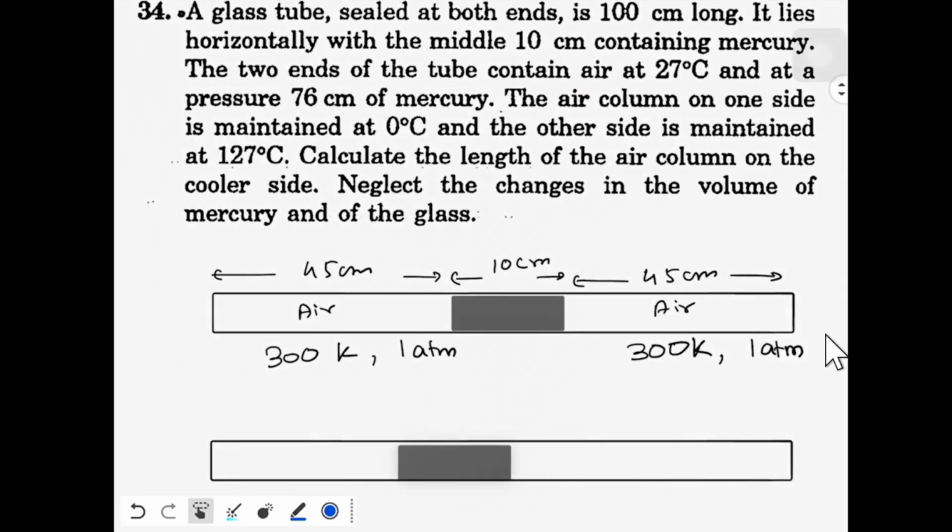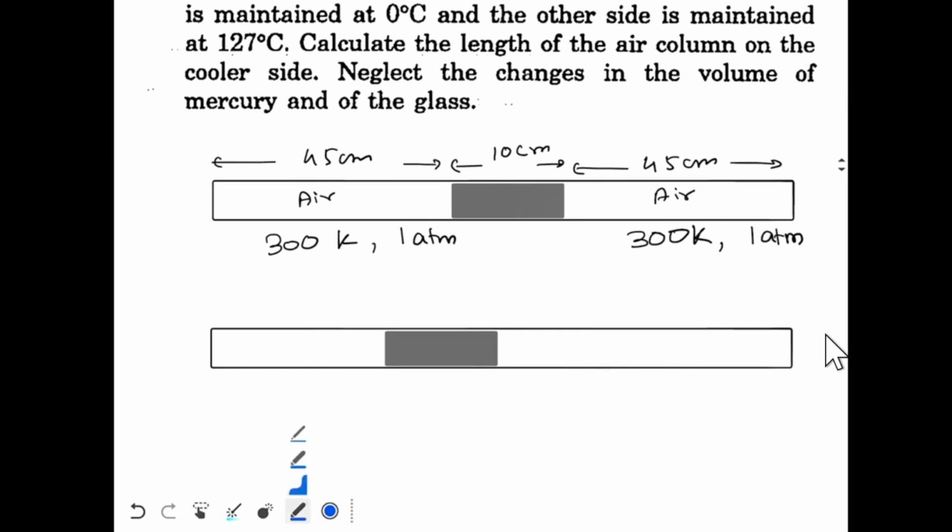In this new situation, let's say this mercury will shift on one side. Why would it shift on one side? Because the air on this side will now be at 0 degrees Celsius or 273 Kelvin, and the air on the other side is being maintained at 127 degrees Celsius, or that will be 400 Kelvin. So this side will expand and this side will contract. The length of the mercury will not change, it will still be 10 centimeter.